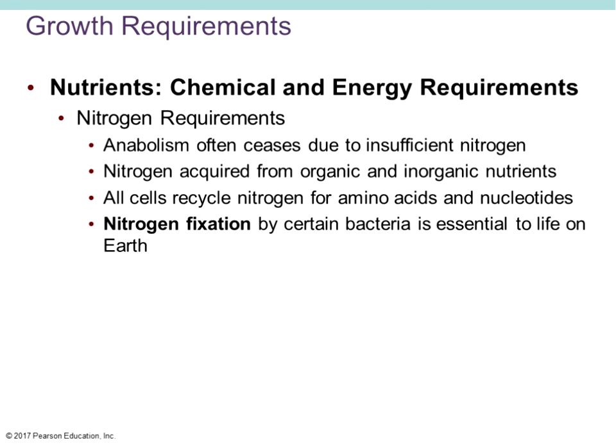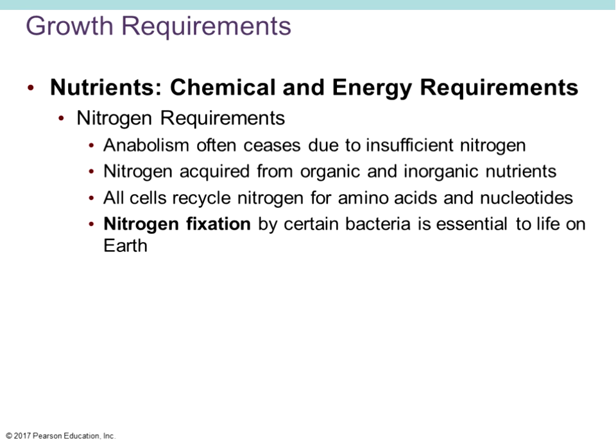So the next nutrient is nitrogen. So far we talked about oxygen and carbon nutrients, and then the energy source. So the energy source can come from sunlight. The energy source can come from organic molecules. We talked about different oxygen requirements. Now we're going to talk about nutrient requirements.